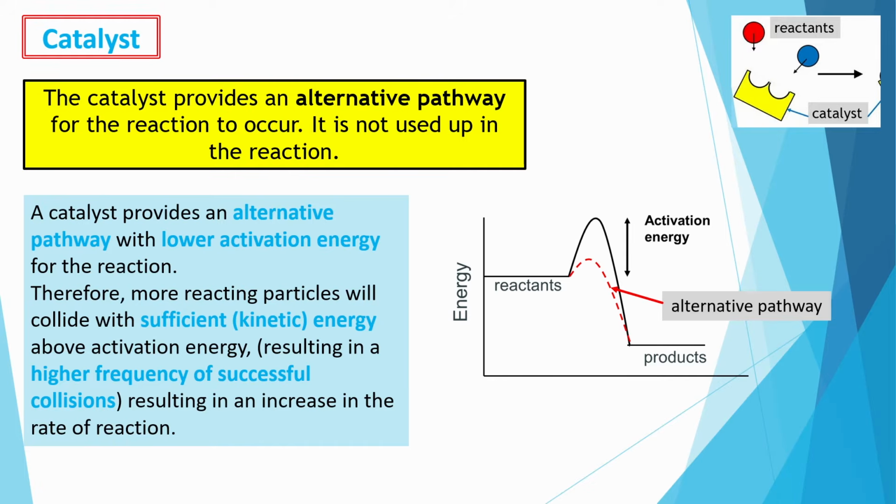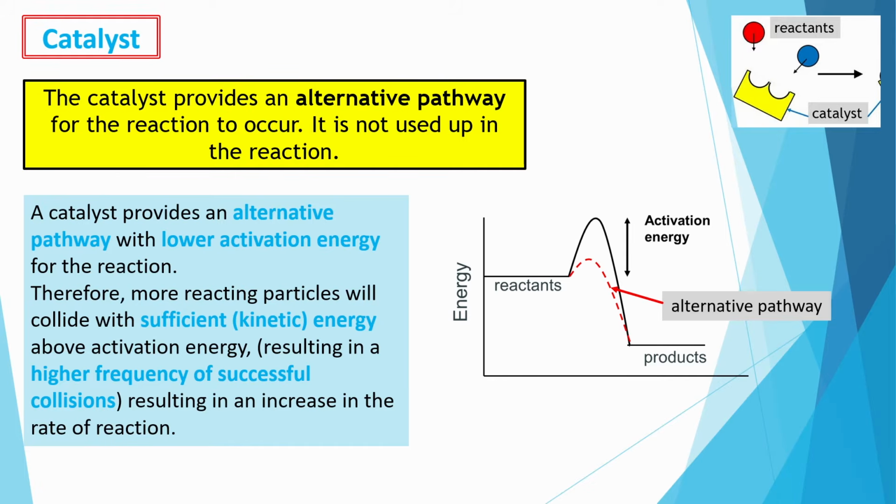Then we say, therefore, more of the particles will have enough kinetic energy to overcome the activation energy. Remember, why will more particles have the kinetic energy to overcome the activation energy? Because we made the activation energy lower by providing an alternative pathway, by providing the catalyst. This will result in an increase in the rate of reaction. We can just write that at the end to link it to the context.